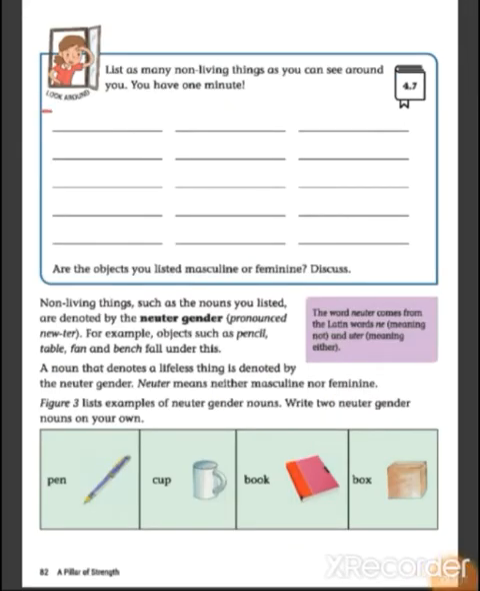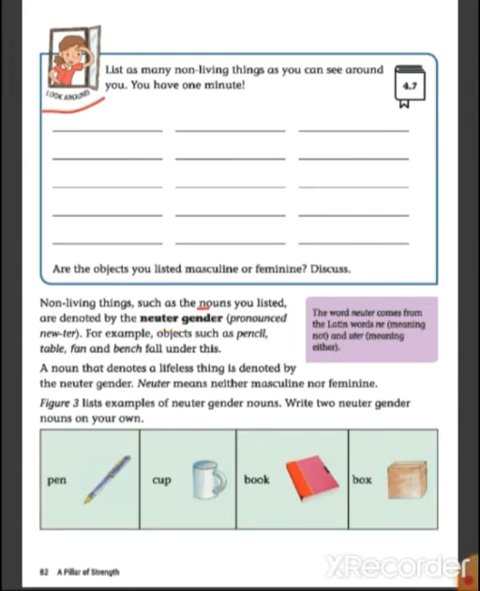Next activity, look around. List as many non-living things as you can see around you. You have 1 minute. So, here you have to fill the dashes with names of non-living things within 1 minute. Are the objects you listed masculine or feminine? Discuss. Next, non-living things such as the nouns you listed are denoted by the neuter gender, pronounced neuter.